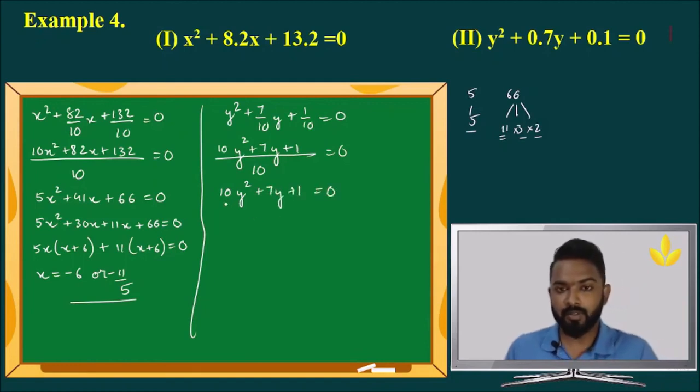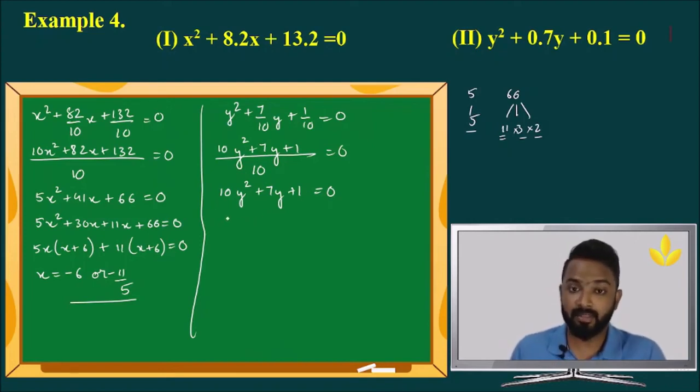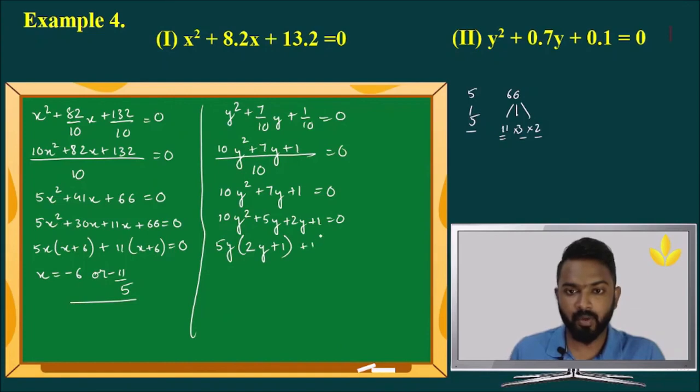So we need two numbers whose product is 10 into 1, that is 10, and sum is 7. This one is a little too simple because all we have to do is 5 and 2. So we have 10y square plus 5y plus 2y plus 1 equals 0. We have 5y common, 2y plus 1, and plus 1 into 2y plus 1 equals 0. So y is either equal to minus 1 by 2 or minus 1 by 5.